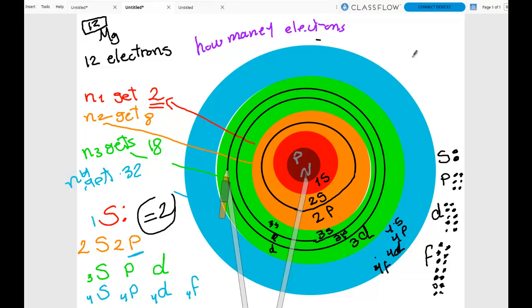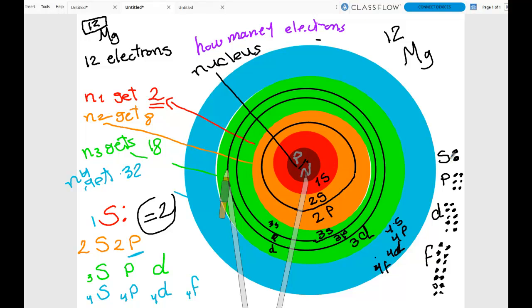If we look at magnesium, which has 12 electrons, this is the atomic number, and it shows the number of electrons. Of course, it will have 12 protons here in the nucleus. This is the nucleus. And it will have 12 protons. Now we are talking about the electrons.